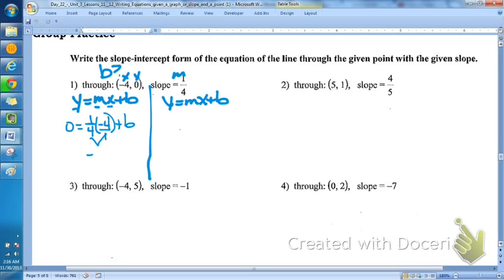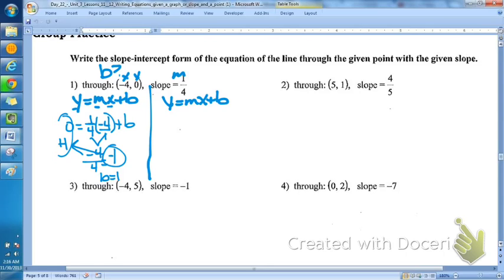1 times negative 4 is negative 4. 4 over 4 is 1, which is equal to negative 1. That negative 1 you need to bring to the other side of the equation as a positive 1. Kind of a mess, I know. So therefore, your b is equal to, combine those two terms together, just 1.